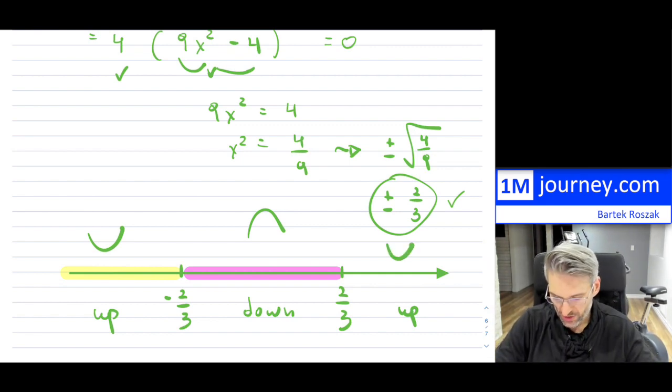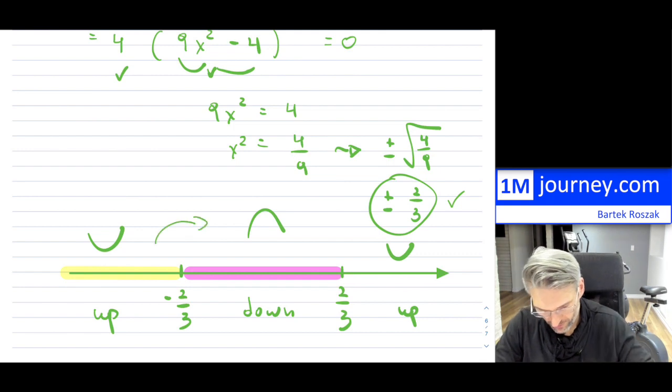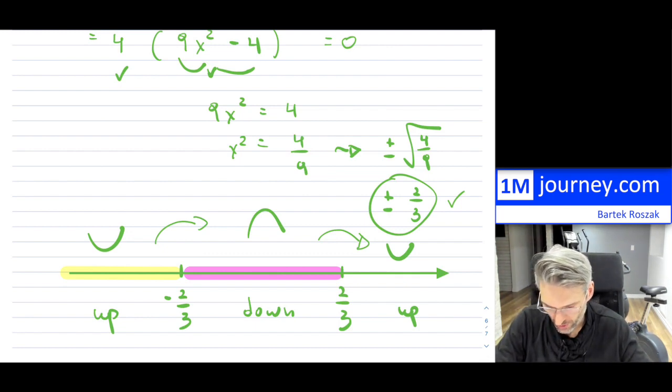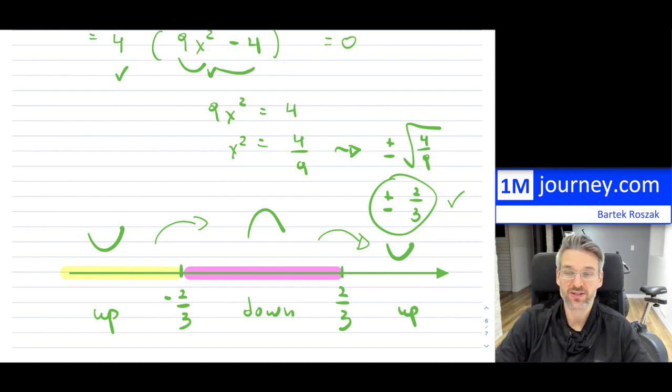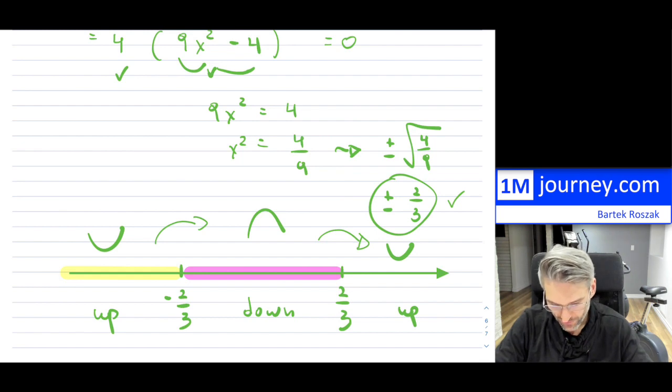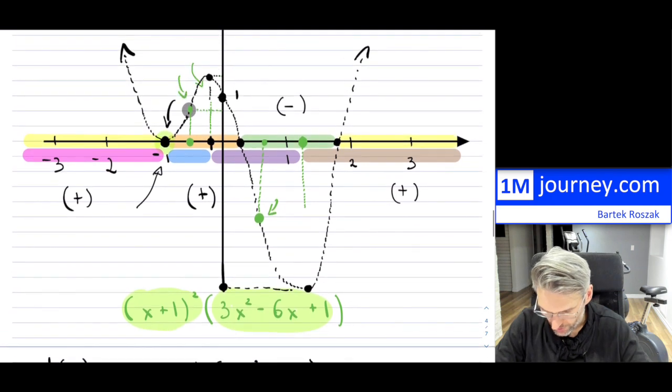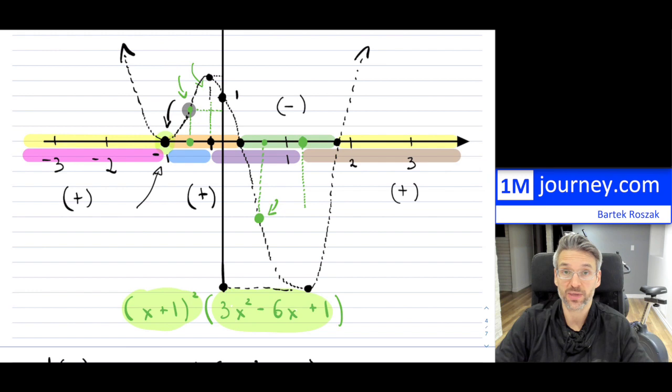So indeed, we do have an inflection point going from here to here and another inflection point going from here to here. Now, this also is going to confirm for us that we can find our maximums and minimums throughout. So were we correct or were we not? To the left of the 2/3, notice that at -1, it's concave up. So indeed, that's a minimum, and it's a local minimum.